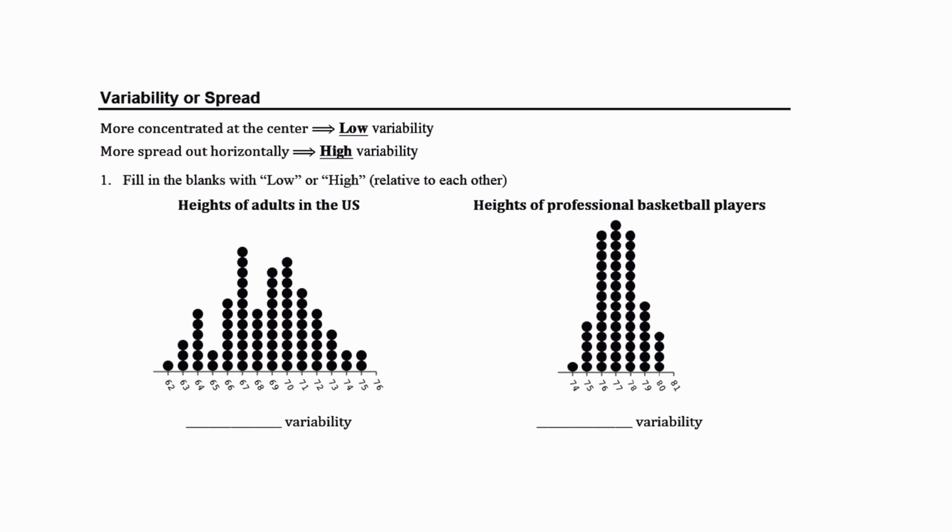We use the words variability and spread somewhat interchangeably when we're talking about distributions for one quantitative variable. A distribution that tends to be more concentrated at the center has low variability, and a distribution that tends to be more spread out horizontally has high variability. So if we look at these two examples right here, both of them represent heights. So we're talking about heights of adults in the US versus heights of professional basketball players.